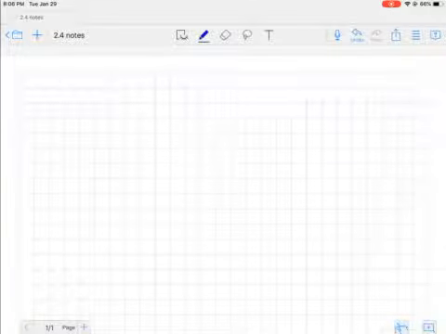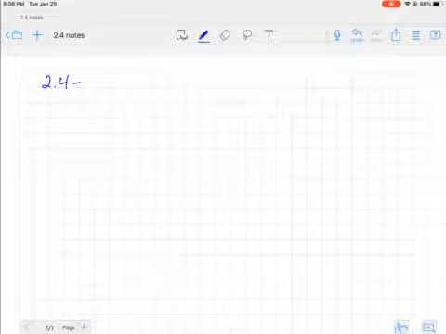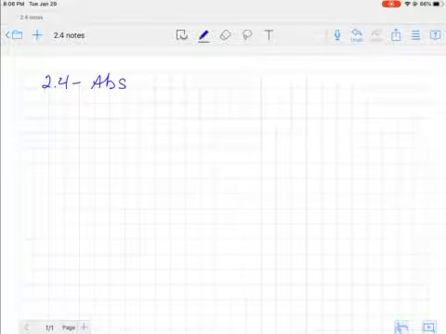Because we don't have any extra time, right? So let's do this thing. 2.4 is absolute value functions.